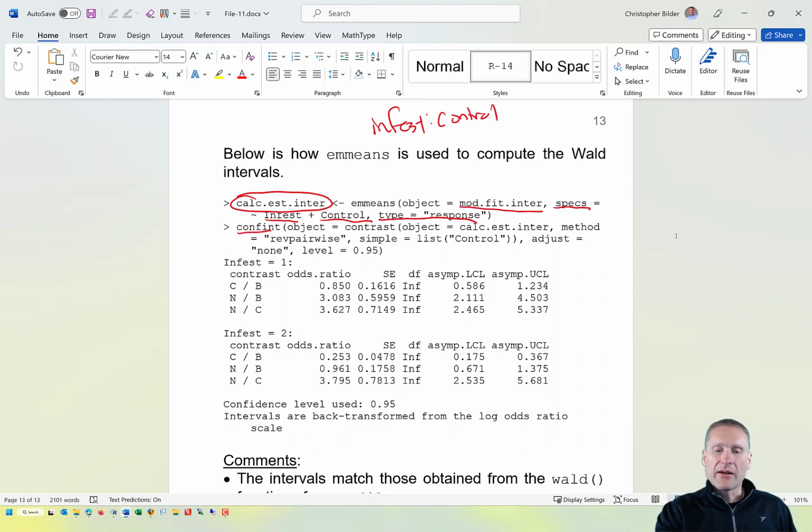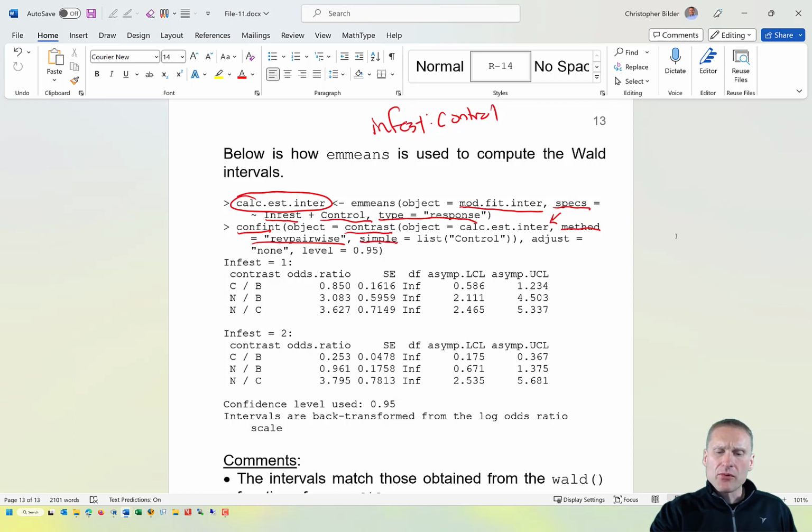Next, I use my confint function, where inside there I put the results from the contrast function. Notice this is where I put in the results from emmeans. For method, in this particular case, I'm just going to work with the reverse pairwise combination. So rather than saying B in the numerator, C in the denominator, I'm going to put C in the numerator, B in the denominator. You know, sometimes you just have to do both to see which one you would prefer to use.